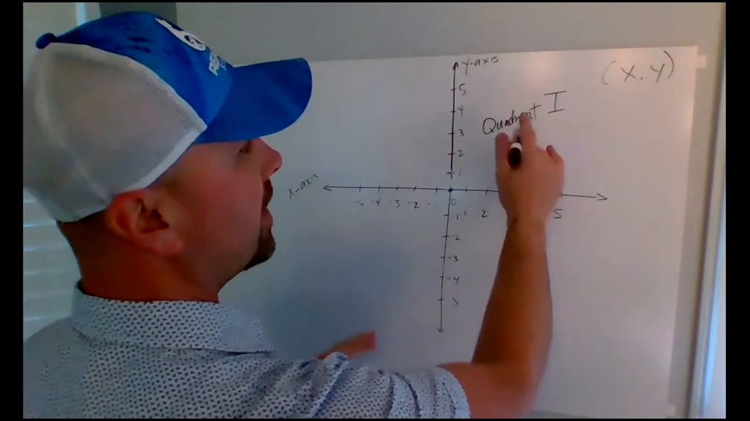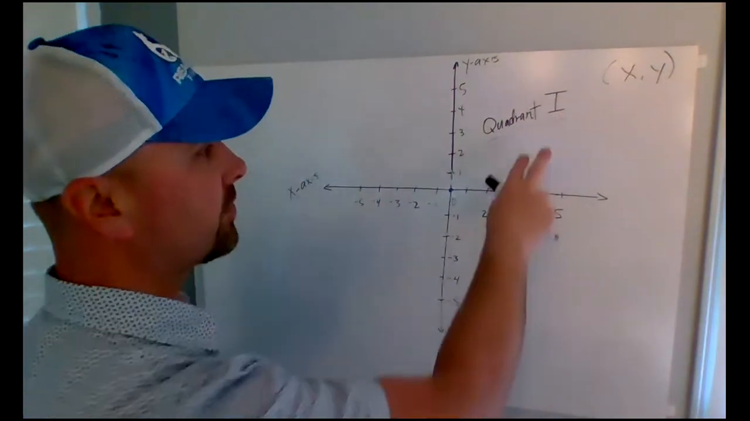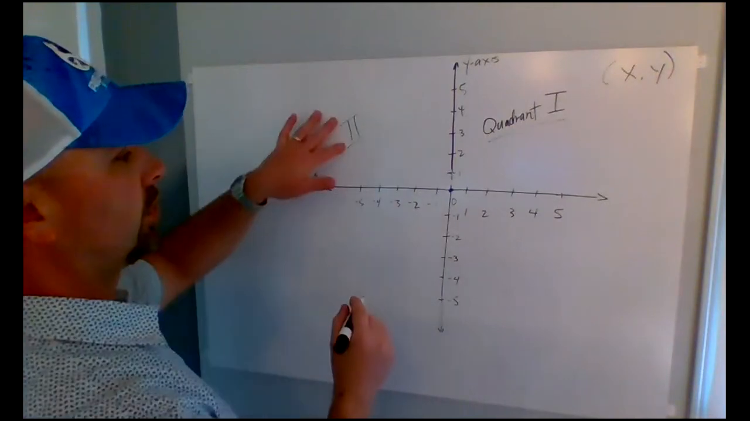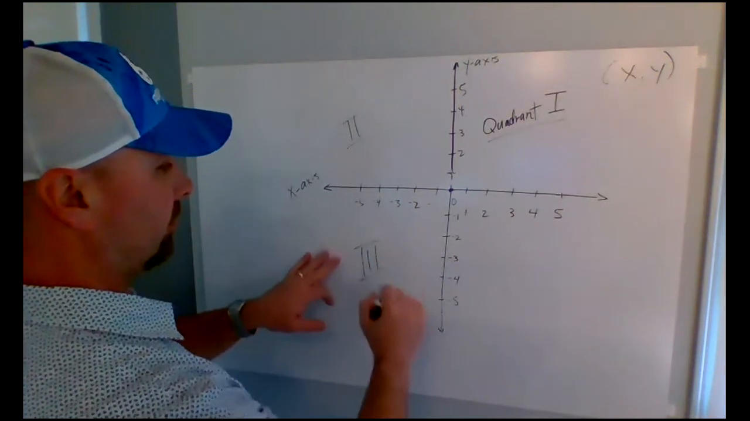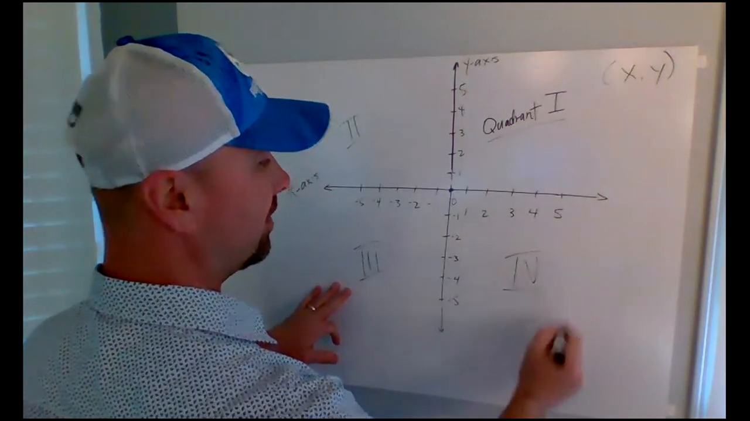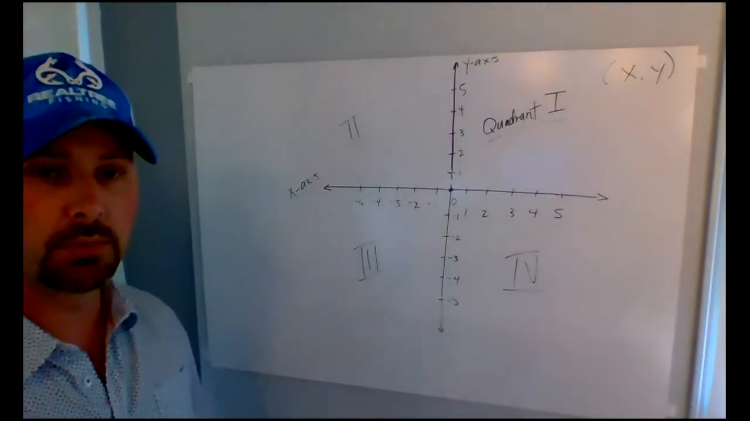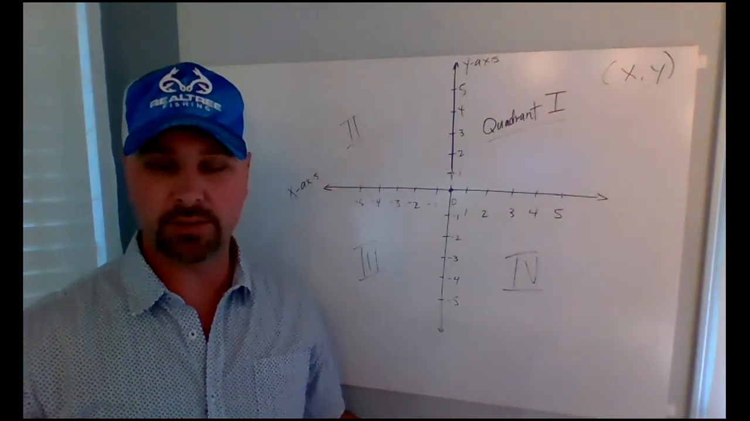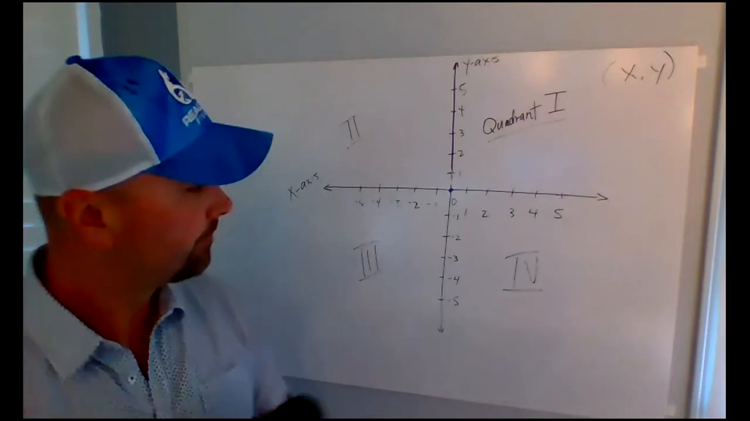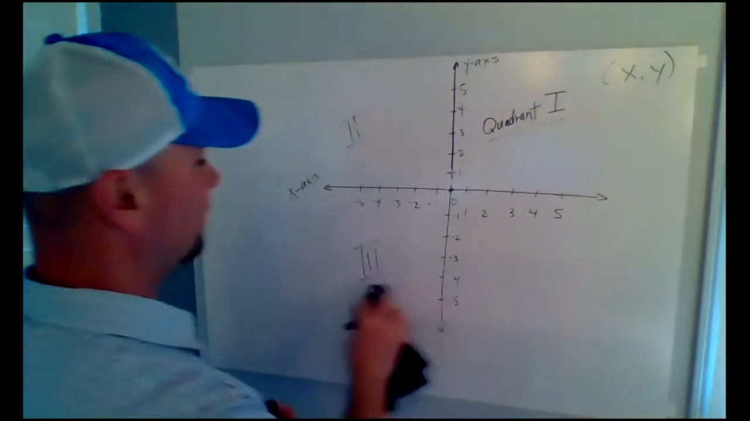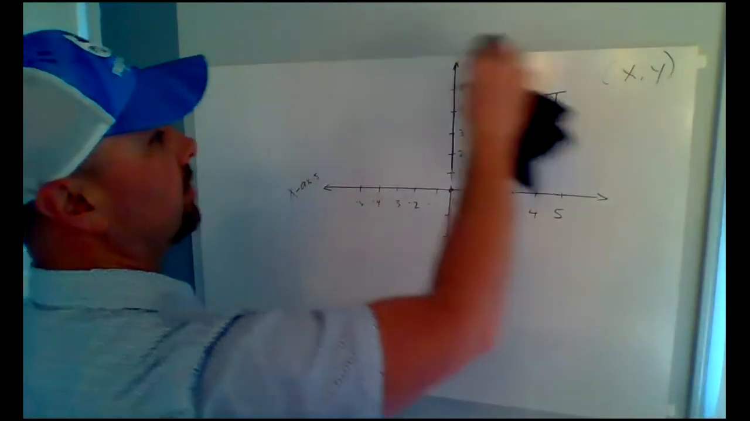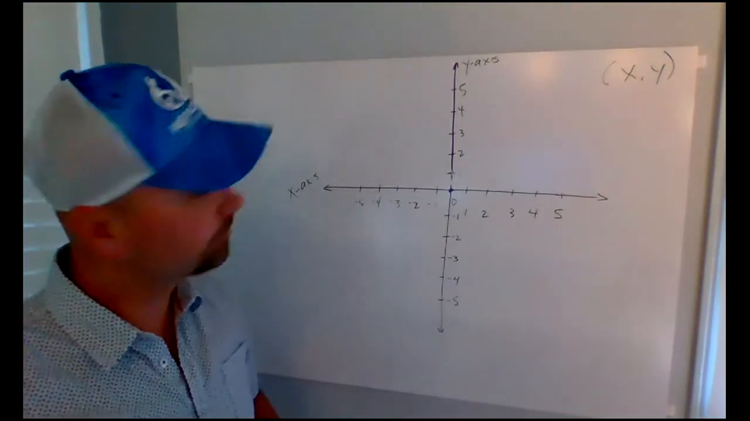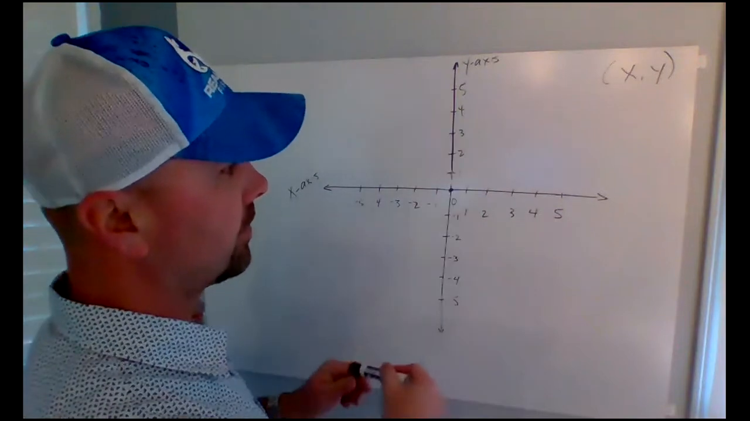So this is quadrant 1, and then we're just going to go counterclockwise from there. Quadrant 1, 2, 3, 4. Okay. So that's a little bit about the vocabulary, in case you're asked about quadrants or the origin or the axis. Okay.